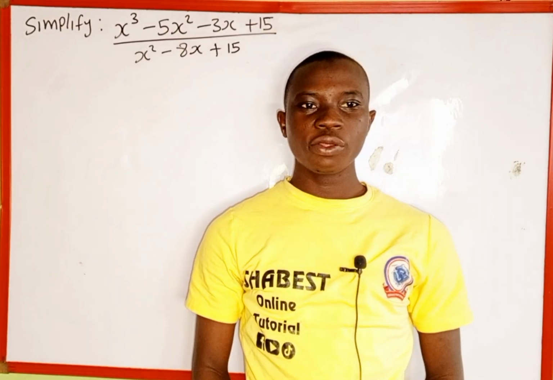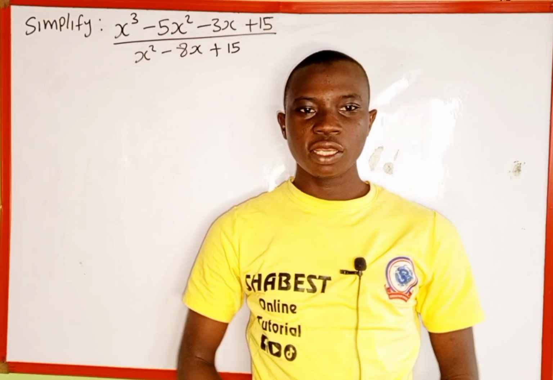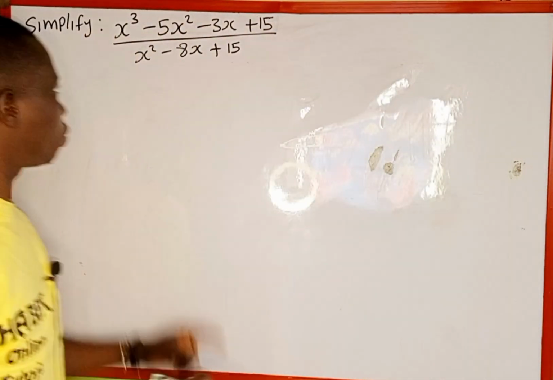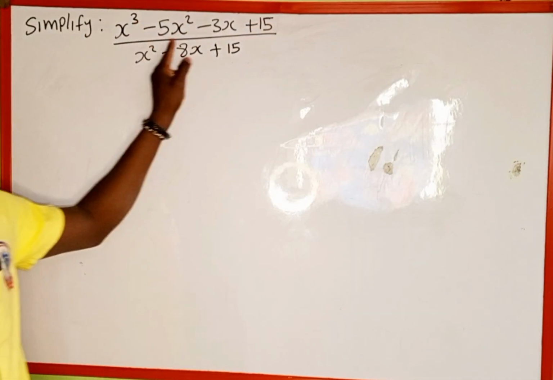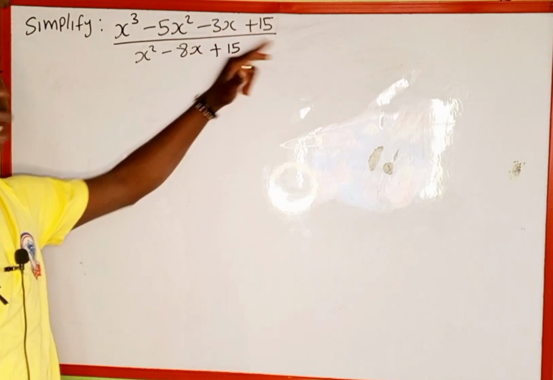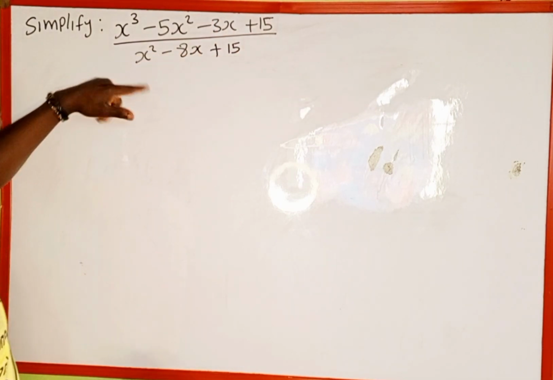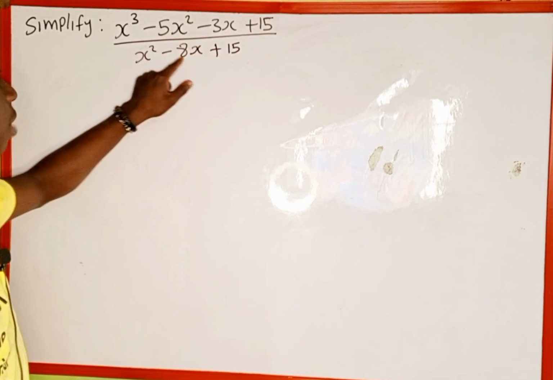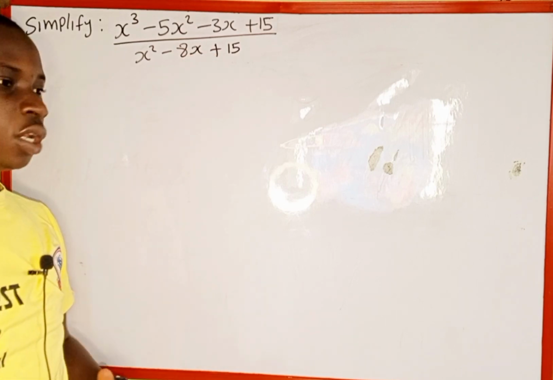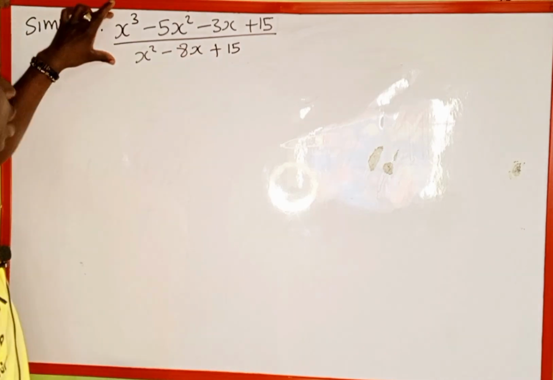In today's tutorial, we're going to learn how to simplify this rational expression. And the given expression is what? x^3 - 5x^2 - 3x + 15, then divided by what? x^2 - 8x + 15. So we are asked to simplify this rational expression.